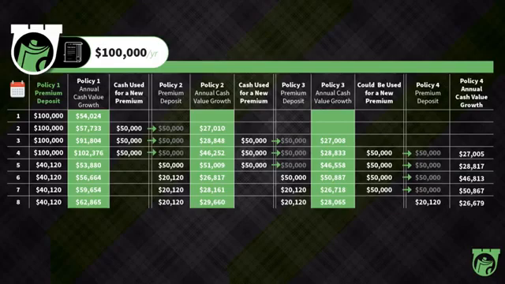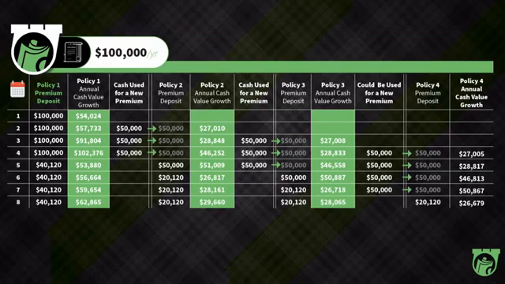Now in the 6th year, they'll actually pay $110,000 out of pocket. $40,000 for the first policy provides cash value of $56,000. $20,000 for policy number 2 provides cash value of $26,000. $50,000 for policy 3 provides cash value of $50,000, and $50,000 in policy 4 provides cash value of $46,000.